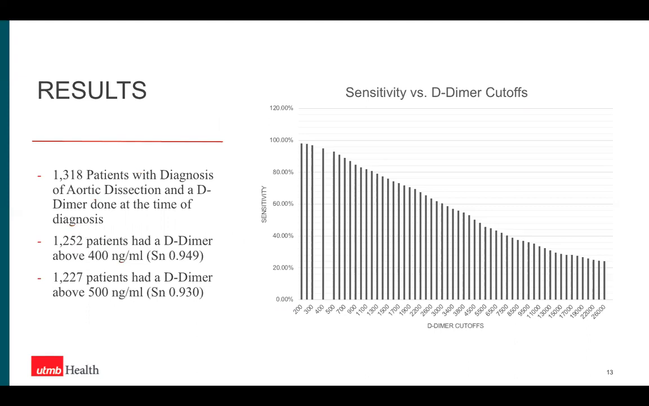As discussed on the previous slide, 1,318 patients with the final diagnosis of aortic dissection who had a D-dimer drawn at the time of diagnosis were identified. Of that group, 1,252 had a D-dimer above the 400 nanogram per milliliter cutoff, and 1,227 had a D-dimer above the 500 nanogram per milliliter cutoff, giving the 500 nanogram per milliliter cutoff a sensitivity of 0.93, and the 400 nanogram per milliliter group a sensitivity of 0.949.